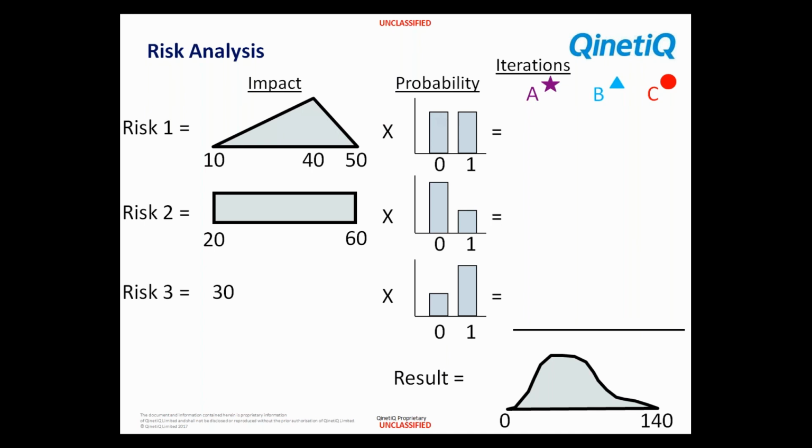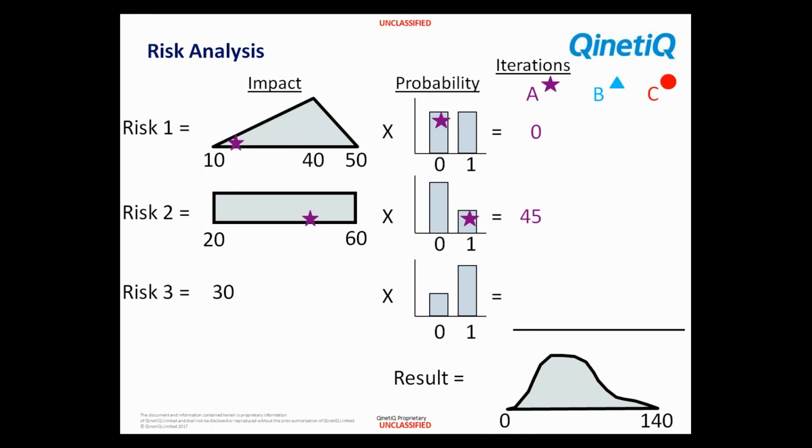So let's just run through this. Iteration A, the first iteration, is a random sample. Did it occur or didn't it? In this case, iteration A is a 0. The risk didn't occur, so it doesn't matter what the impact is on the left-hand side. Anything times 0 is 0. The risk didn't happen. We don't need to fund anything.